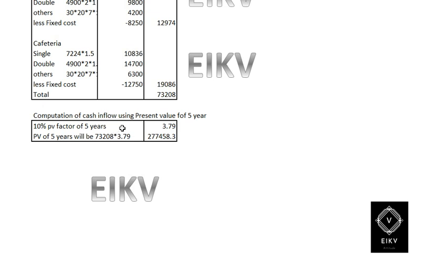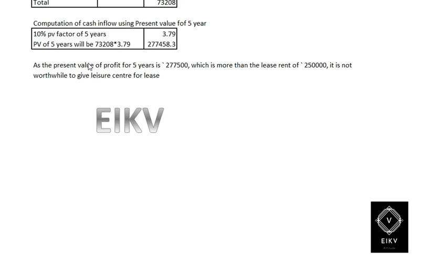Now the computation of cash inflow using present value. The present value factor at 10% for 5 years is 3.79. Therefore, the present value we receive over 5 years will be 73,208, which is the income for a single year, multiplied by 3.79, which gives you 2,77,458. Therefore, the present value of profit for 5 years is about 2,77,500, which is more than the lease rent of 2,50,000. Therefore, it is not worthwhile to give the leisure center for lease.